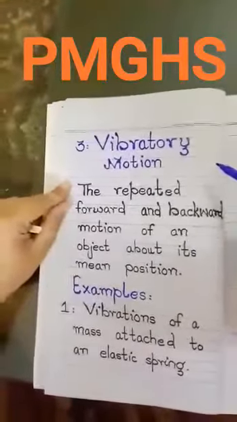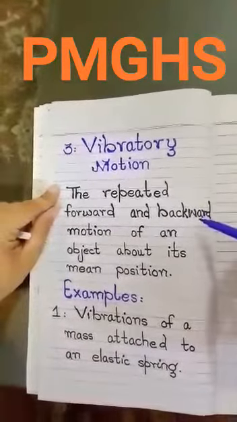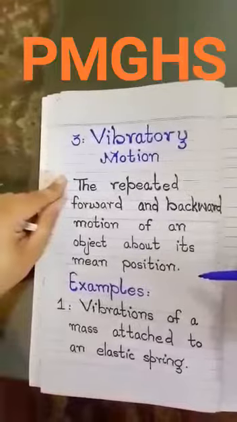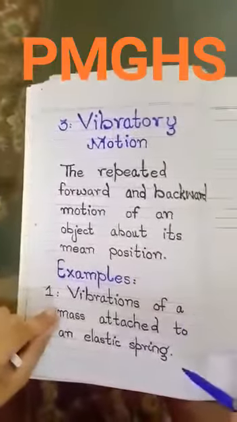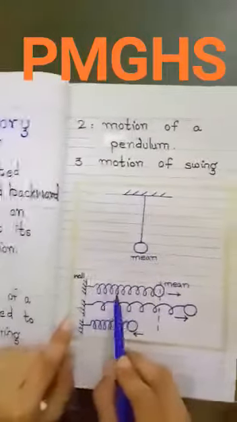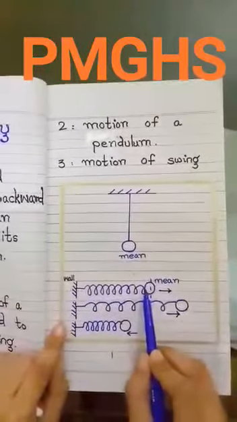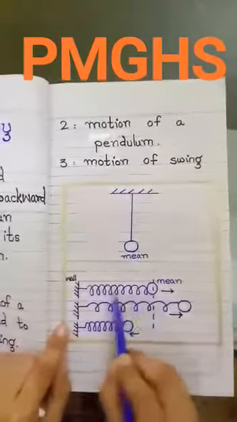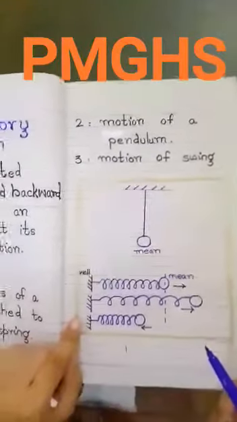Third type of motion is the vibratory motion. It is defined as the repeated forward and backward motion of an object about the mean position. Its examples are vibration of the mass attached to an elastic spring. This is the spring. One end of the spring is attached to the wall and the other end has a mass. When this system is at rest, it is at the mean position.